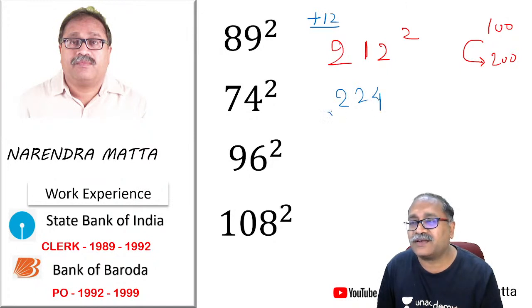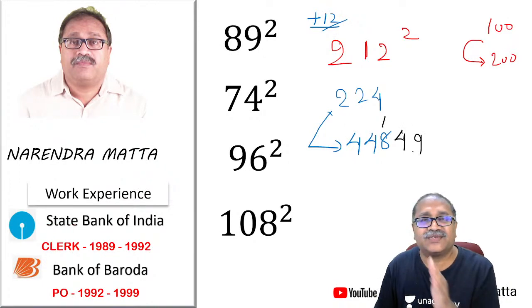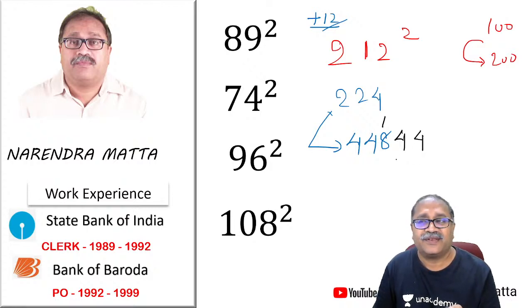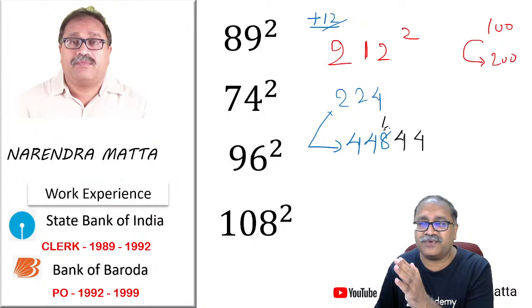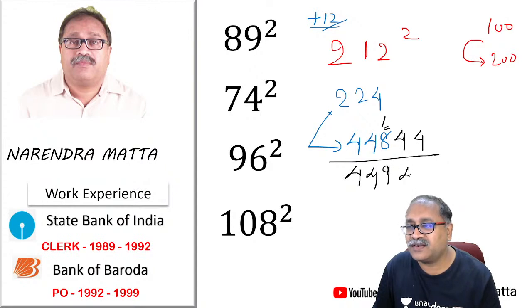Now I will double it, and that's 448, and then followed by 12 square, and 12 square is 144. Now that 1 should be carried over to the 100s place. Now I will add it up, and that's 944.